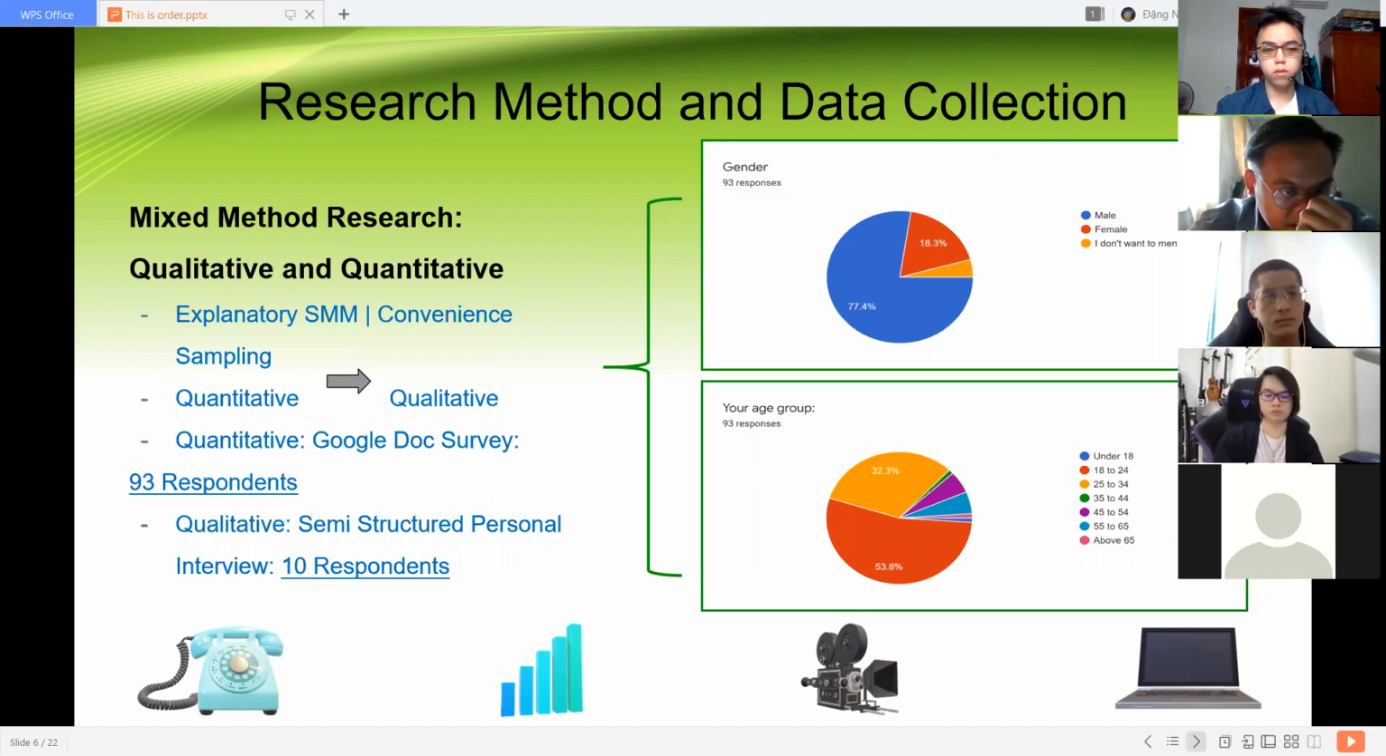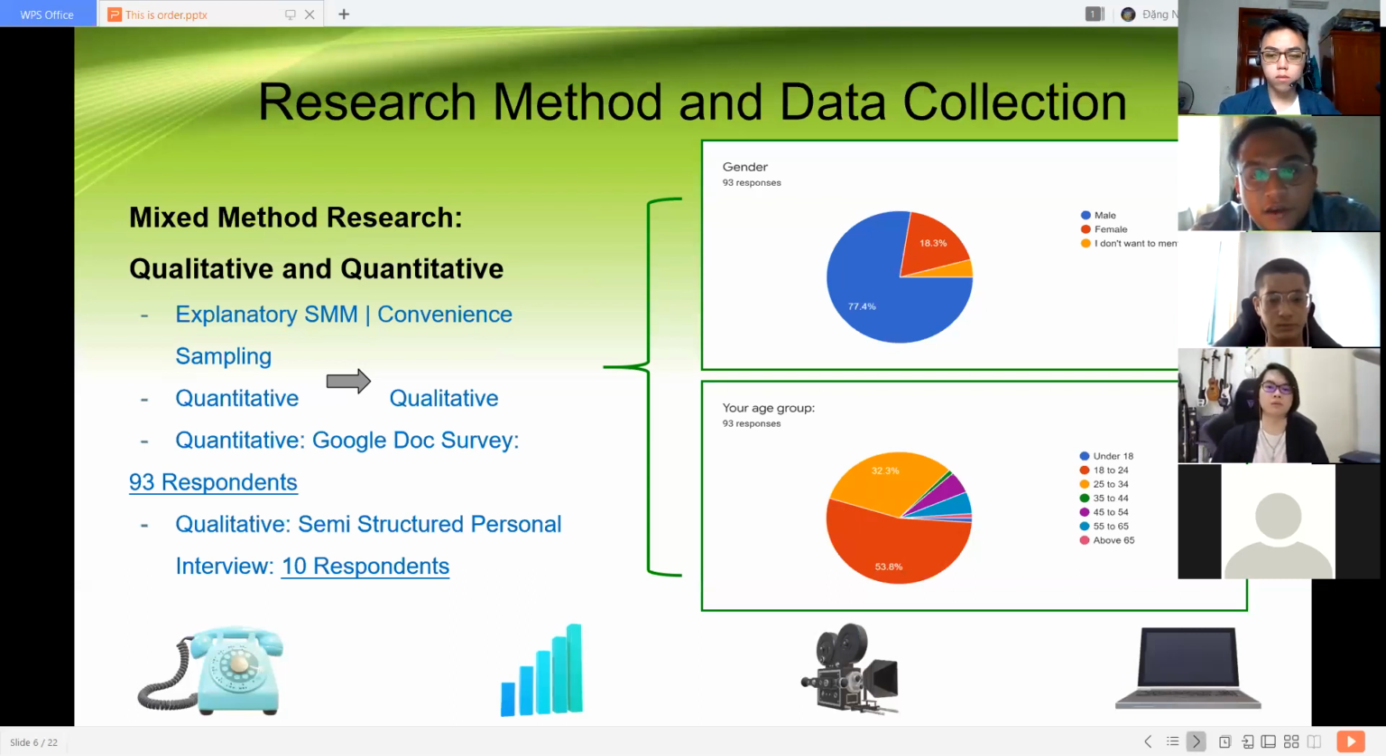We chose explanatory because the quantitative result provides initial insight and the qualitative provides more in-depth answers to their responses. For quantitative, we use an online Google Docs survey and we had 93 respondents. For qualitative, we use semi-structured personal interviews. Basically, we set a few fixed questions and further on we prompt them using their own responses. The majority were male and a minority were female in our sample, and the majority of them were 18 to 24. We conducted our surveys using Google Docs. For interviews, we use Zoom or phone call.